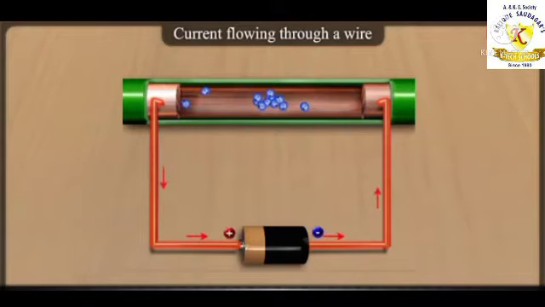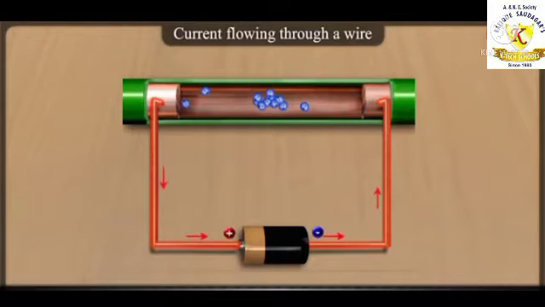So students, how is the concept of current flowing through a wire? As we know, if a conducting wire is not connected to a cell, its free electrons move randomly in all directions in the space between the atoms. When we connect the ends of the wire to the two terminals of a cell, one terminal is positive and the other terminal is negative.